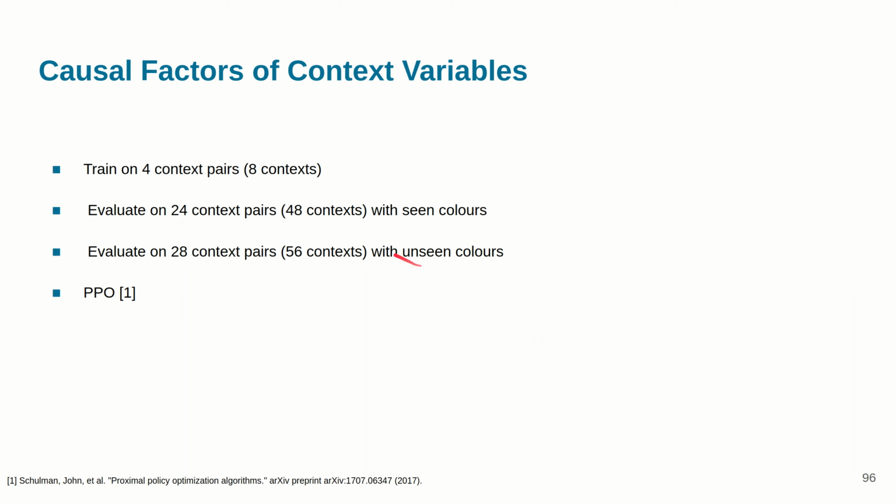We run an experiment. We train different agents on a set of 4 context pairs, or 8 contexts, for training, and then we evaluate them once on 28 context pairs, or 48 contexts, with seen colors, meaning that these colors have been seen during training, but there are all new combinations of colors that have not been seen together. Also, we test these on a new 28 context pairs, which accounts for 56 new contexts with unseen colors. For this purpose, we use a PPO agent.